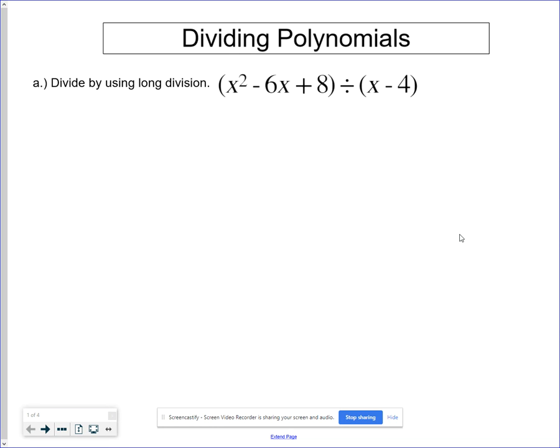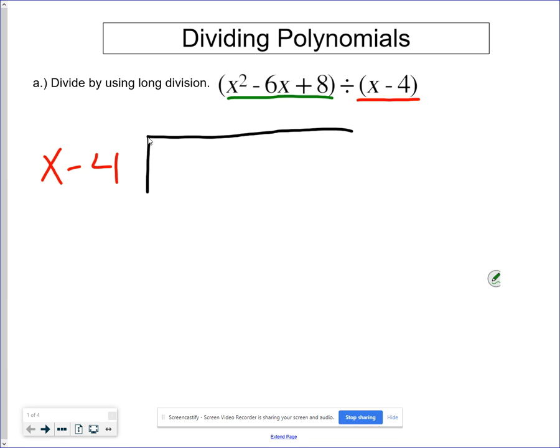So long division, from our review last time, we remember we should have this box here. And so we'll take this term over here, this x minus 4, and put it on the outside. And then we'll take our other term, our x squared minus 6x plus 8, and put it on the inside. So when we do long division with polynomials, we'll be operating on this x right here and trying to make this x go into each of the terms under the division bar.